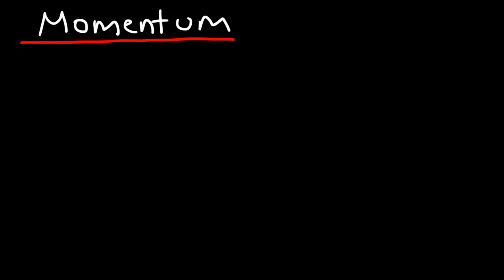Now, another thing that forces can do is that they can change the momentum of an object. Now, what is momentum? Momentum is mass in motion. It's mass times velocity. So because velocity is a vector, momentum is a vector. It has both magnitude and direction.